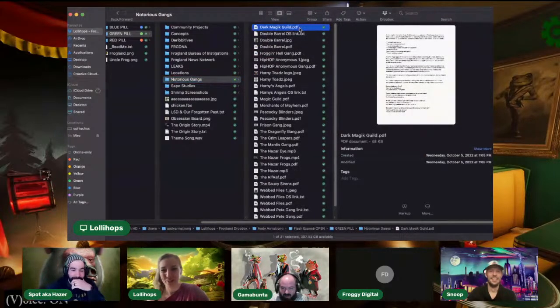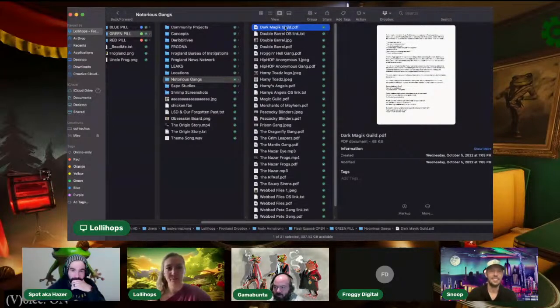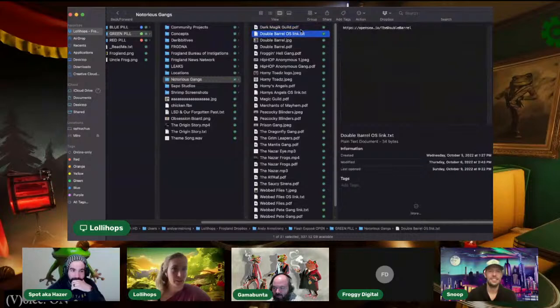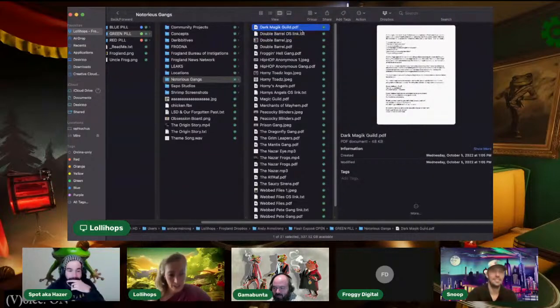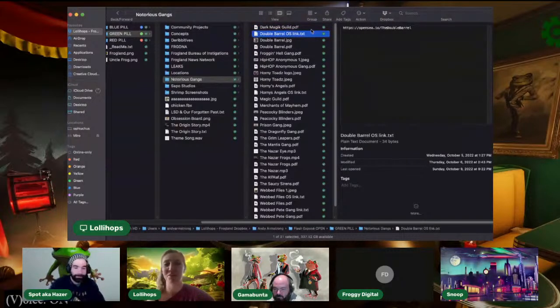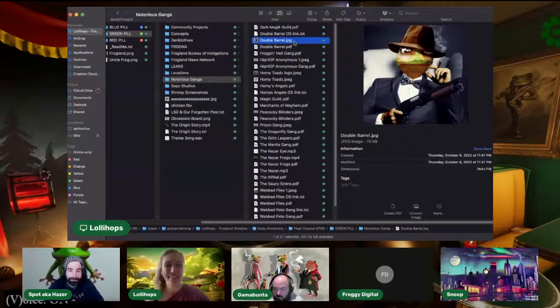So we also put a Notorious Gangs folder in here, which basically includes the lore for all of the gangs who have created and okayed a public version of their lore. Because I know not everyone's lore is public. There's some lore that is private from the gangs, whether that's because they're not ready to publish it or because they're keeping certain things to themselves, which I always think is very exciting.